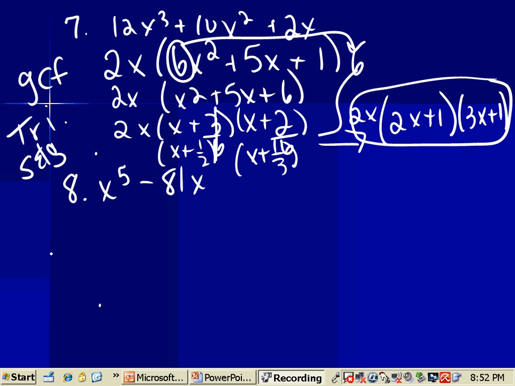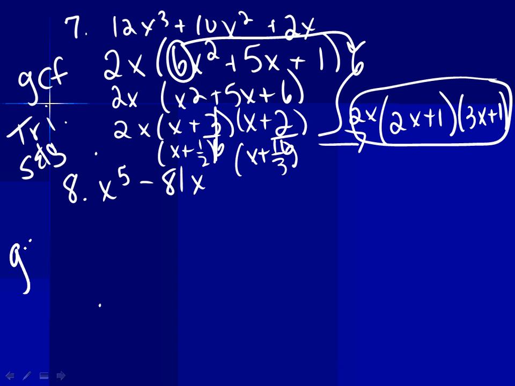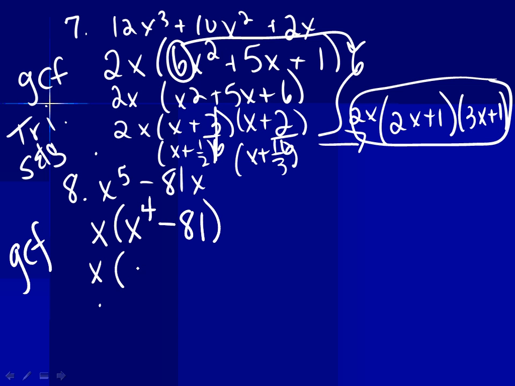On number 8, I'm going to begin with greatest common factor. I do notice that there are only 2 terms, so I'm thinking that difference of 2 squares is going to happen in just a minute. They both have an x in common, so I'm going to factor out an x. That leaves me with x to the 4th minus 81. Now I look inside and I see that that is the difference of 2 squares. I need to take half of the x's and put them at the front. One's a plus, one's a minus. 81 is 9 times 9.